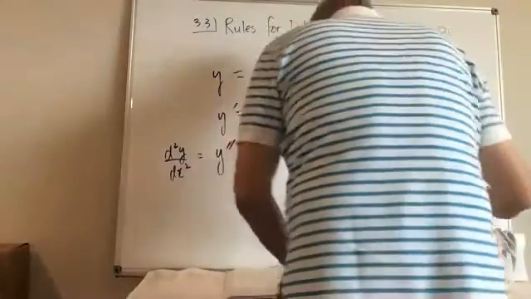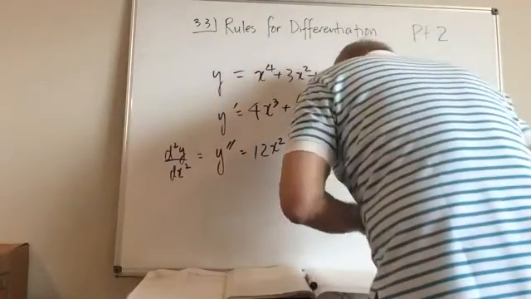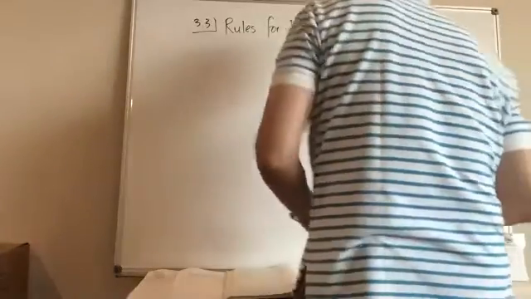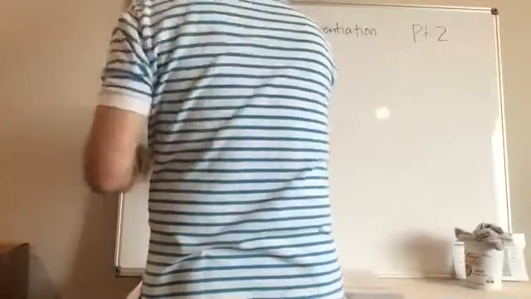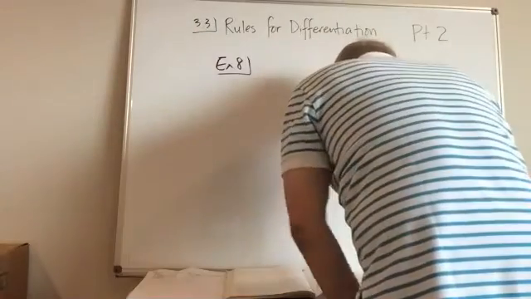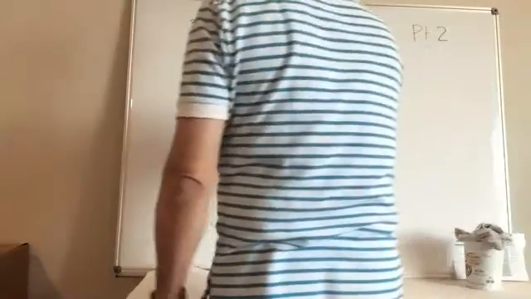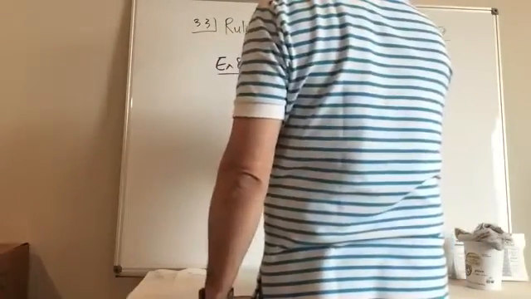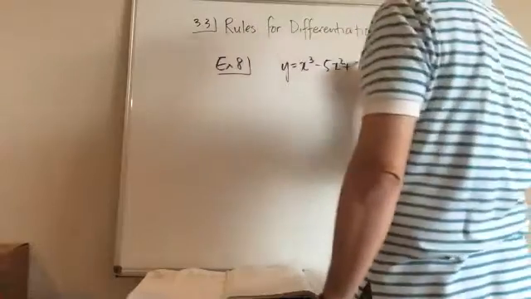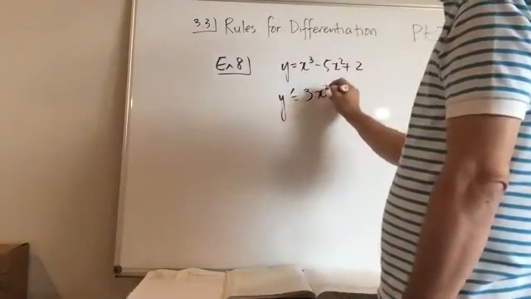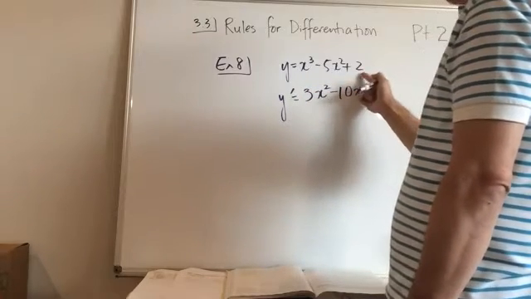Okay. So example number 8 shows us how to do this. So let's see if we can do that. Example number 8: find the first 4 derivatives of y is equal to x cubed minus 5x squared plus 2. y prime, I'll take the derivative of this, is going to be 3x squared minus 10x. This guy goes away.